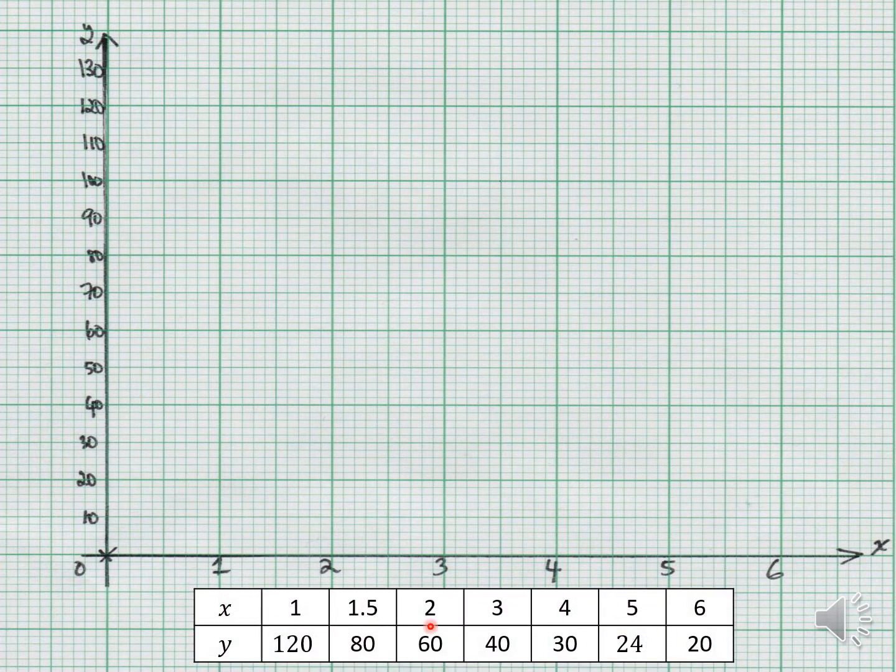So I'm going to bring in my table. This is a completed table that I have. I'm now going to plot these particular points. The point (1, 120) is all the way up there. The point (1.5, 80) is all the way up here. The point (2, 60), as you can see I have plotted it. And I bring up the point (3, 40). I bring up the point (4, 30), and the point (5, 24).